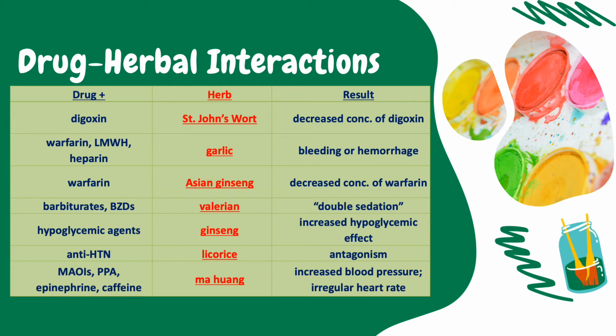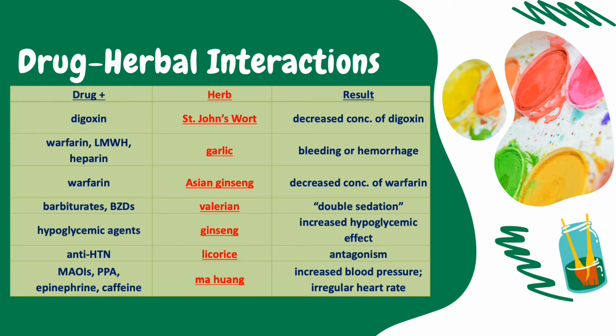Warfarin and low molecular weight heparin, when mixed with garlic, can cause bleeding or hemorrhage. Warfarin also, when given together with Asian ginseng, can cause decreased concentration of warfarin. Barbiturates and benzodiazepines, when given with valerian herb, can double the sedation. Hypoglycemic agents, together with ginseng, can have an increased hypoglycemic effect.